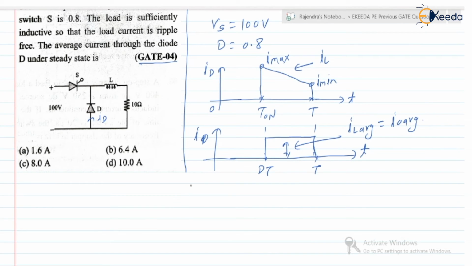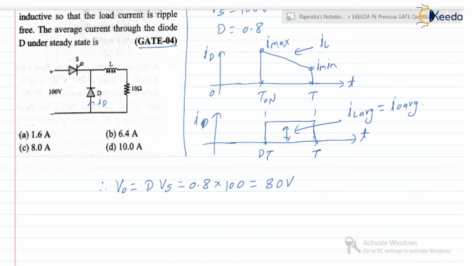So if you check, from the given data we can write D is 0.8, Vs is 100 volt. So what is the V0? V0 is equal to D into Vs, is equal to 0.8 into 100, so it is equal to 80 volt. Now V0 is 80, so what about the I0? It is V0 by R, so it is equal to 80 divided by R. R is 10 ohm, so it is equal to 80 by 10, which is 8 ampere. So I0 is 8 ampere.